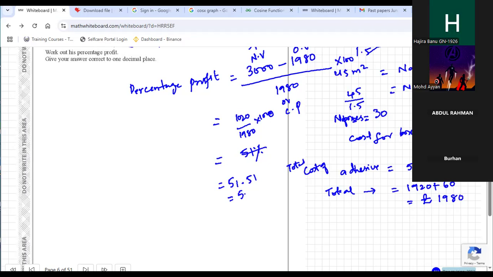So 51.5 will become what? Can anybody answer me this question? 52. Yes, 52, because after the decimal, 5 is there, so until 4, it will be 51 like this.